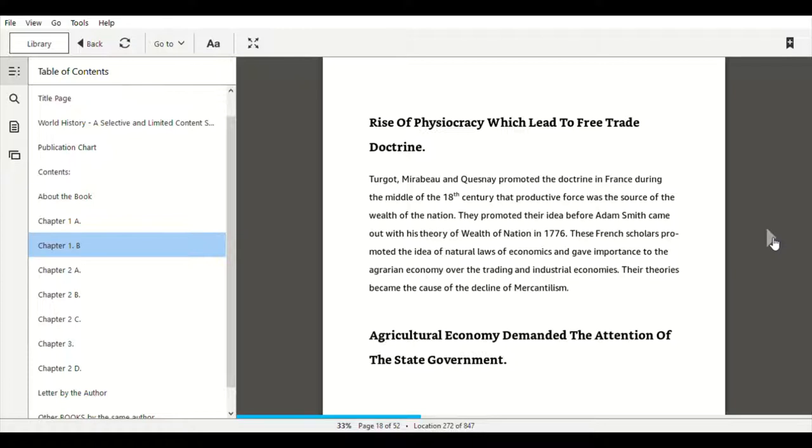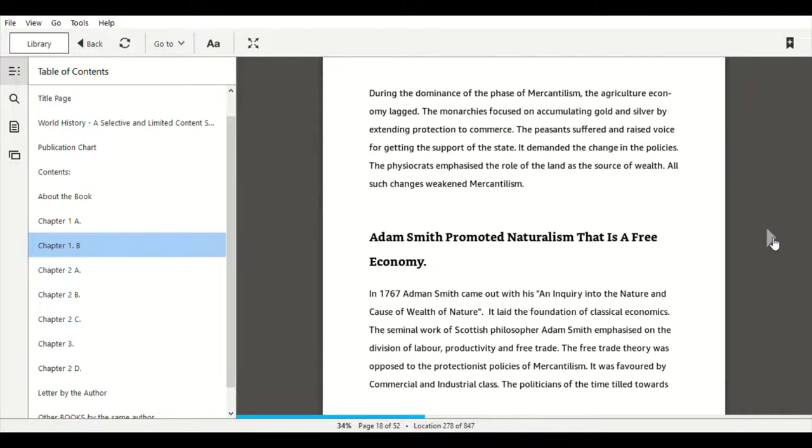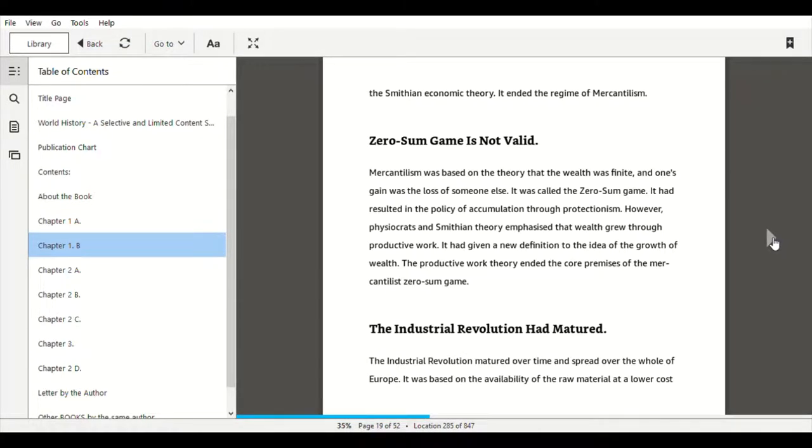Similarly, the agricultural economy demanded the attention of the state government, which undervalued this approach to commerce at that time. Adam Smith promoted naturalism, that is, a free economy. No doubt, the book of Adam Smith definitely changed the political economic scenario. Zero-sum game is not valid.